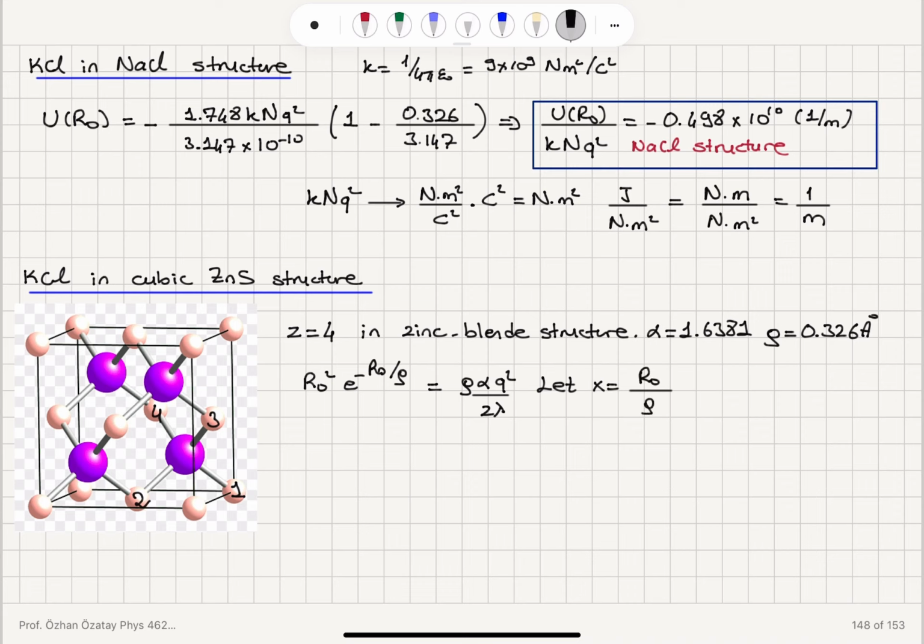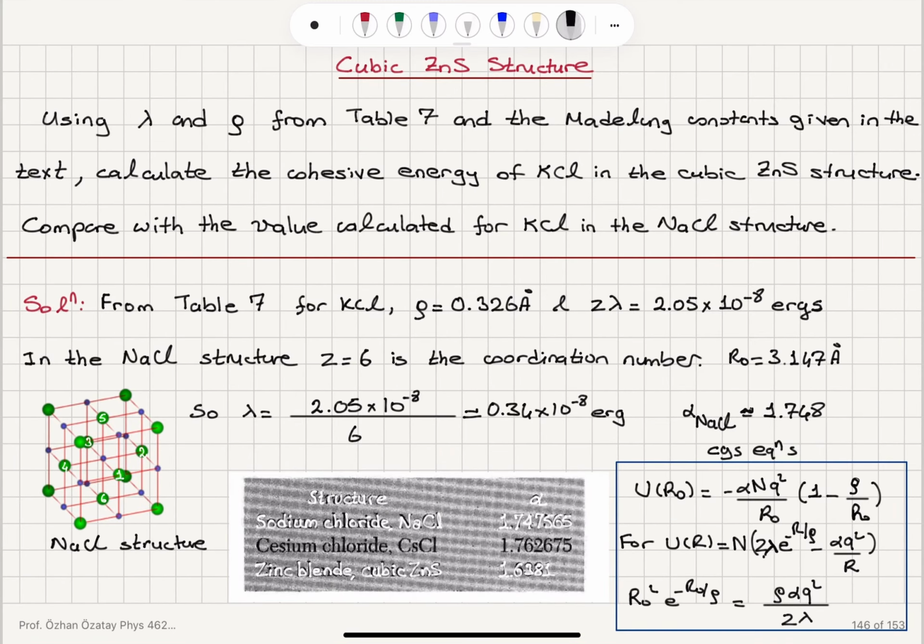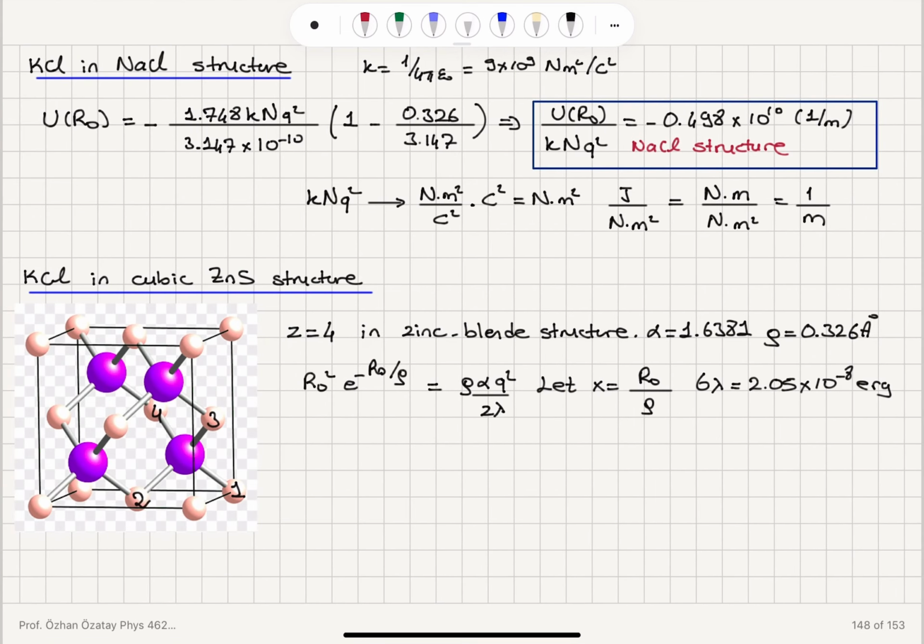Now, 6 lambda is equal to 2.05 times 10 to the minus 8 ergs, remember. That's the value we used for Z lambda here. Now I have 4 nearest neighbors, so the value I need to use is for 4 lambda, which becomes 1.37 times 10 to the minus 8 ergs. All right.